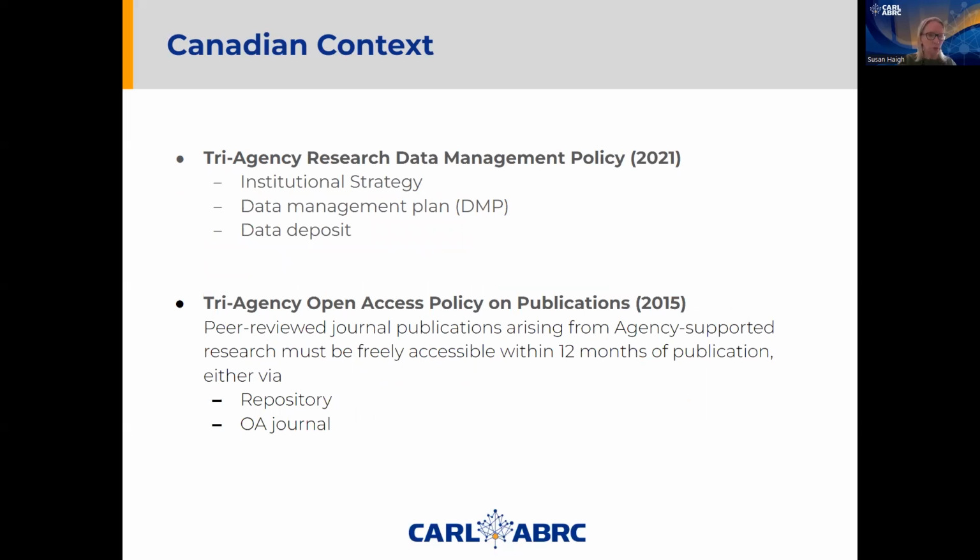So they have two policies. They have the latest one, which was a big step forward in our opinion, the Tri-Agency Research Data Management Policy. It was launched last year in 2021. It has three pillars. One is the expectation or the requirement that institutions have in place an institutional strategy that basically documents their capacity for research data management writ large.